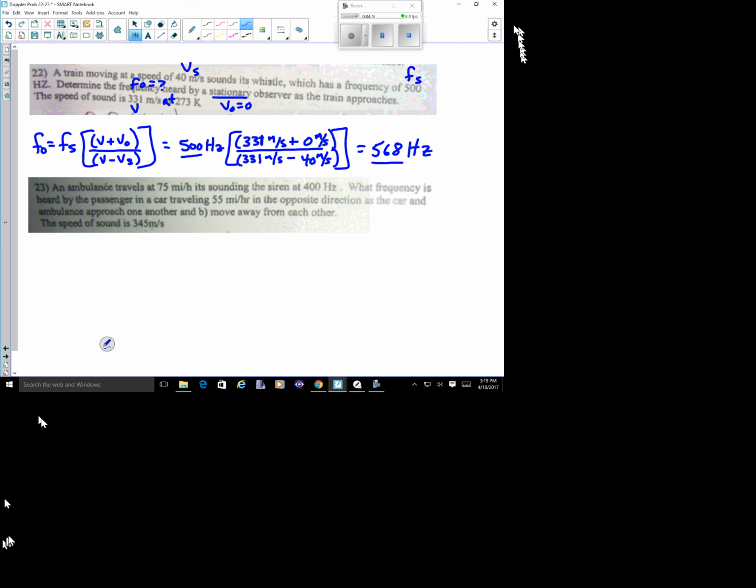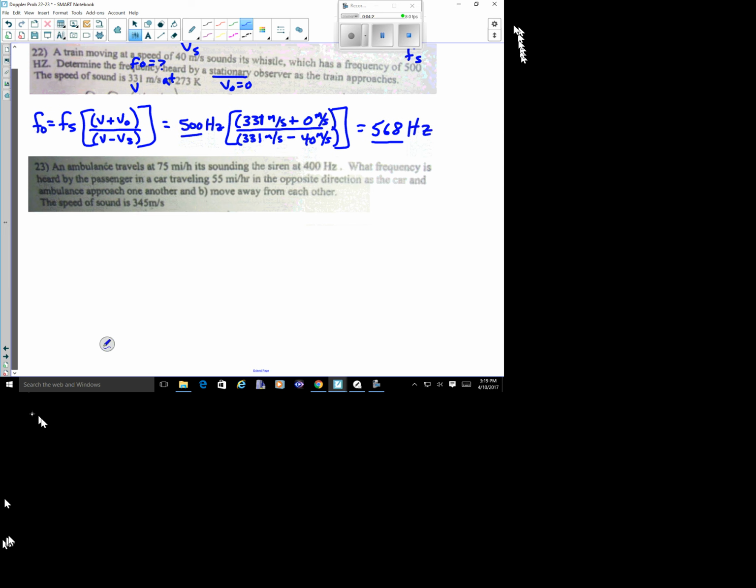Number 23 is a little bit challenging because there are so many conversions to do. If you notice, they give you the speeds in miles per hour, so we have to convert all that. So let's start with the ambulance travels at 75 miles an hour, so that's going to be the velocity of the source because it's making the noise.